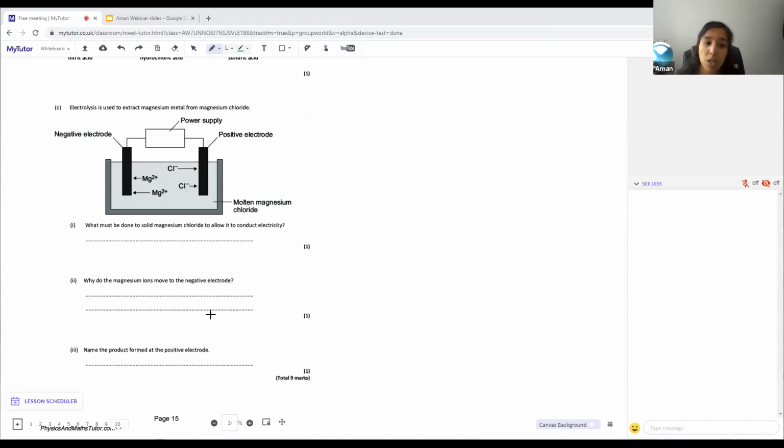So why do magnesium ions move to the negative electrode? Again, it's the exact same answer. Magnesium forms positive ions, the Mg2+ ions, which are attracted to the negative electrode. That's all they're looking for.